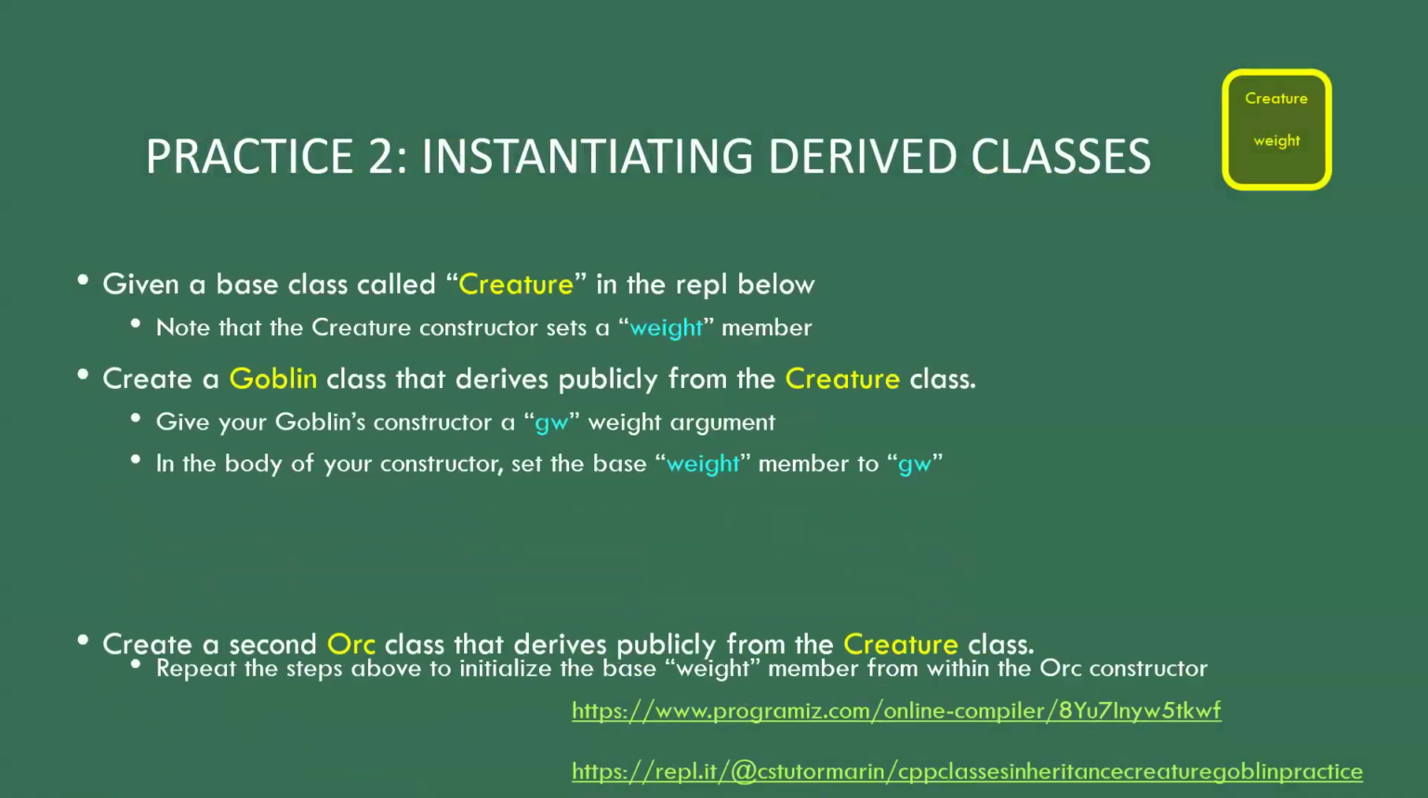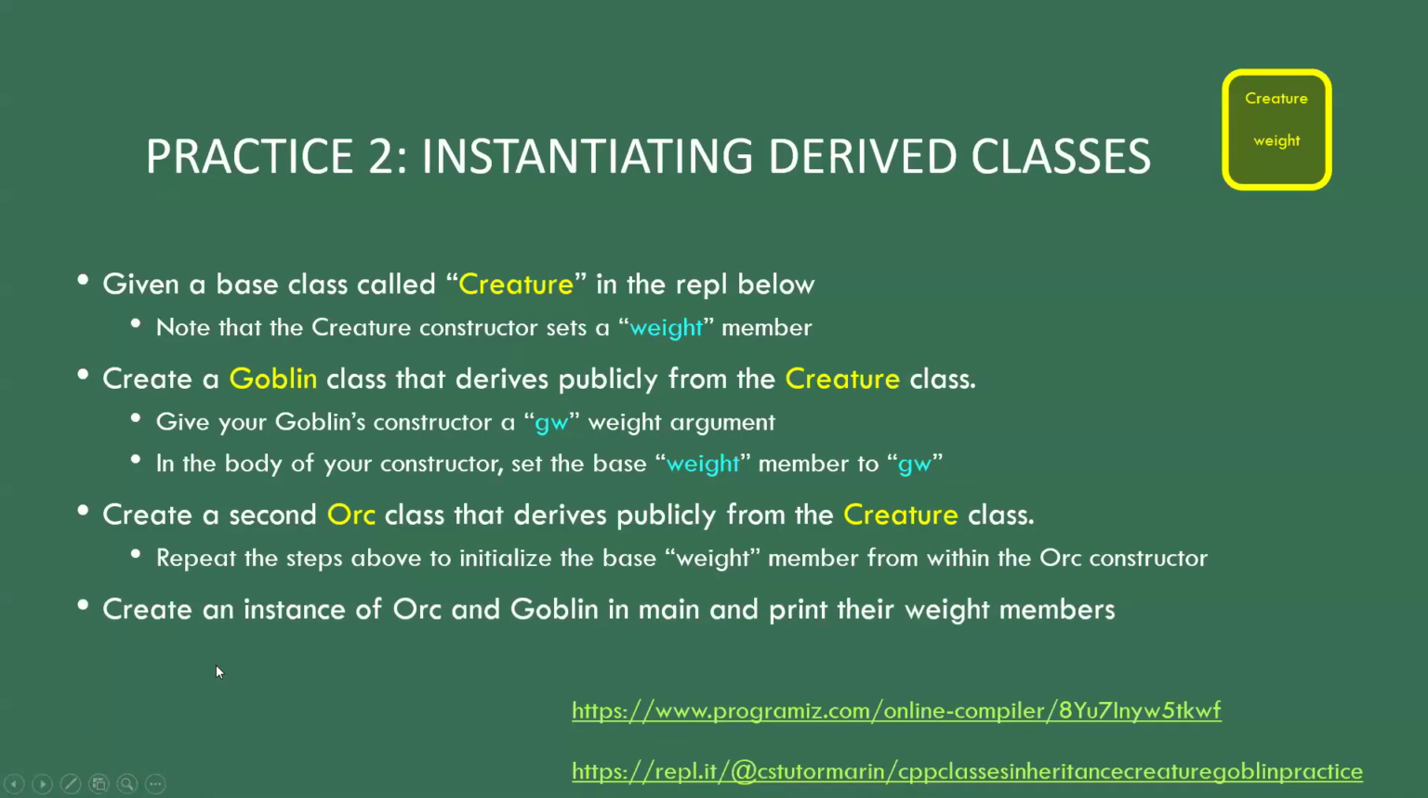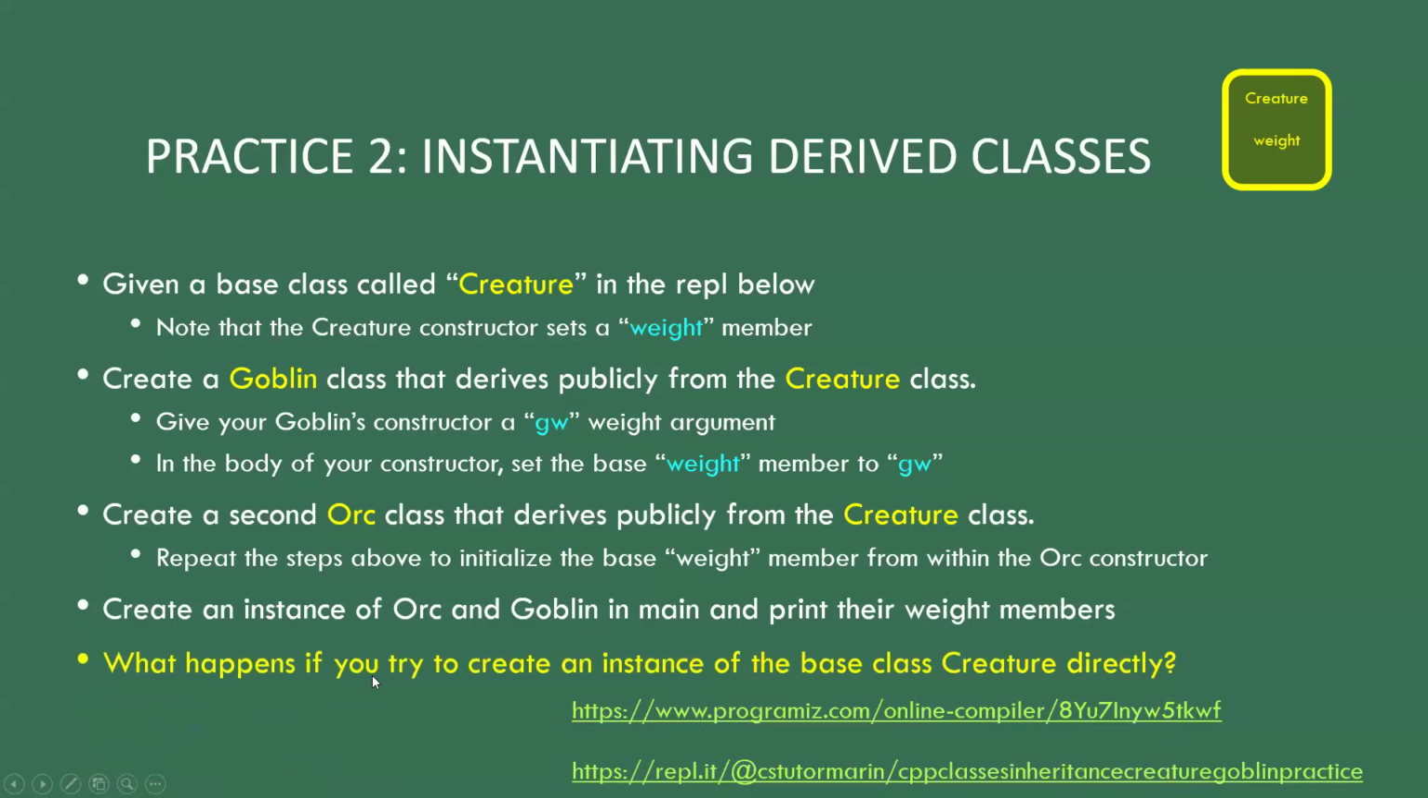Okay, so let's just try to do that step one. Let's create the goblin class. Let's derive publicly. Let's create the orc class. So a little bit of iteration here, a repetition to just strengthen our understanding of that. And then see if we can create these things and give them weight. And then see what happens if you try to create an instance of the base class directly.